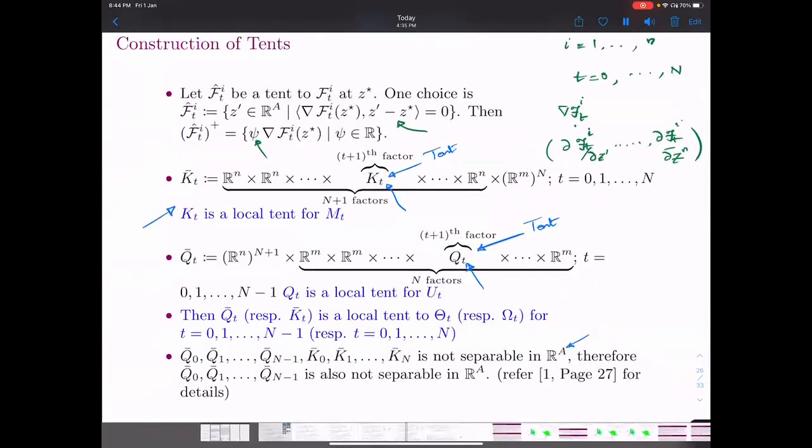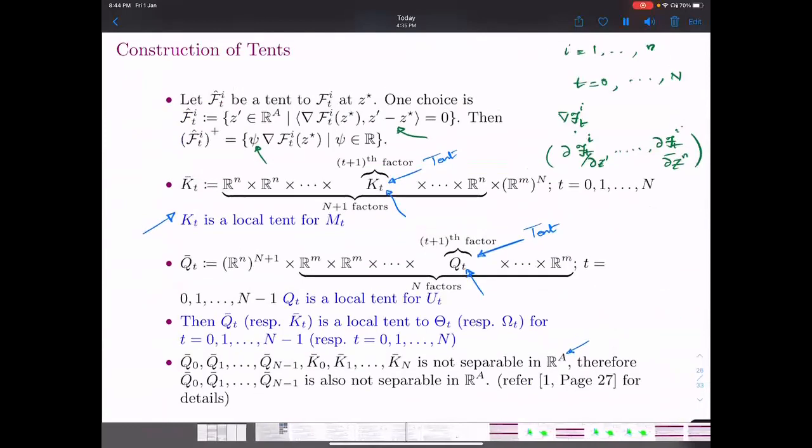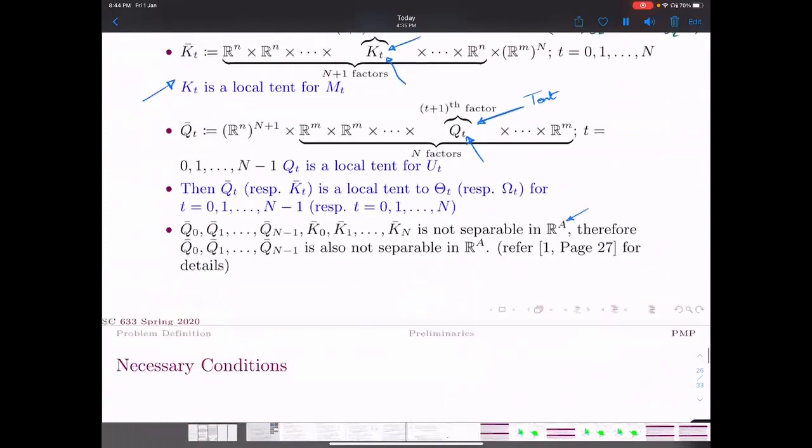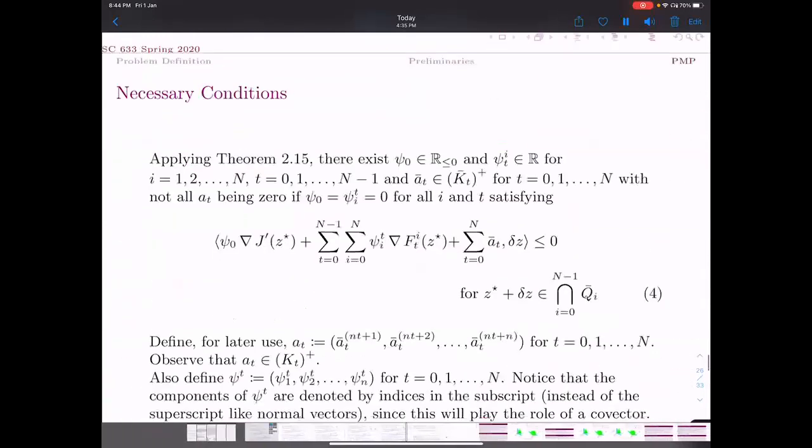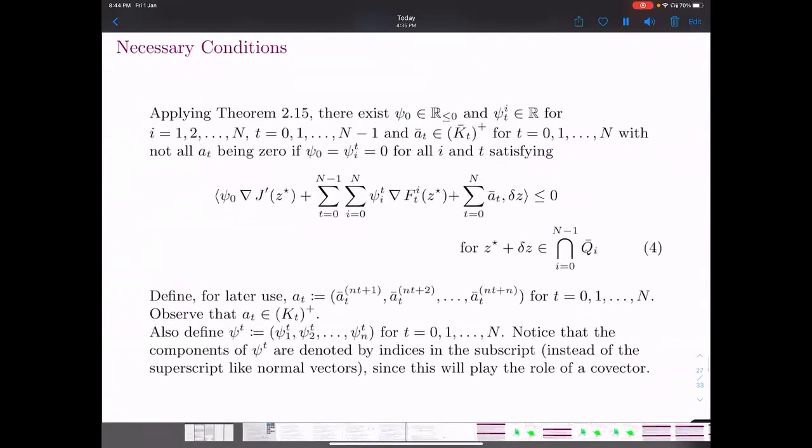So just this last itemized dot, take a look at that. These Q naughts through Qn minus ones and K naughts through Kn are not separable in Ra. Therefore, these Q naughts through Qn minus one is also not separable, and you can look at details for this. And then we come down to applying the necessary conditions. Now, this is all based on theorem 2.15.